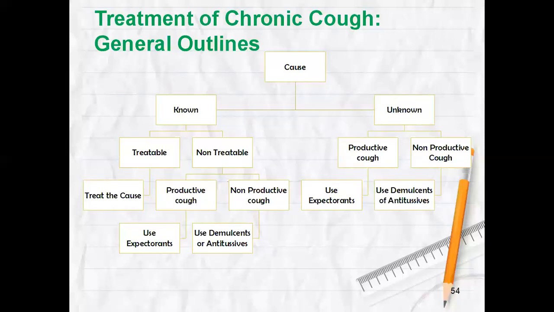Now, we will move on from general outlines to the specific drug treatment. But before that, I'd like to show where the drugs act and what they are named as. As we can remember, we had studied the reflex arc of cough. Now we'll plot the drugs on the same reflex arc.